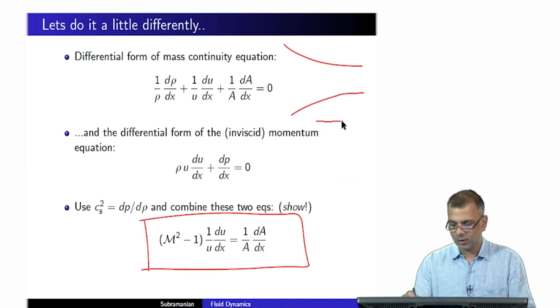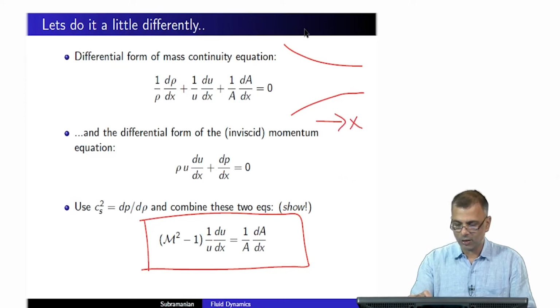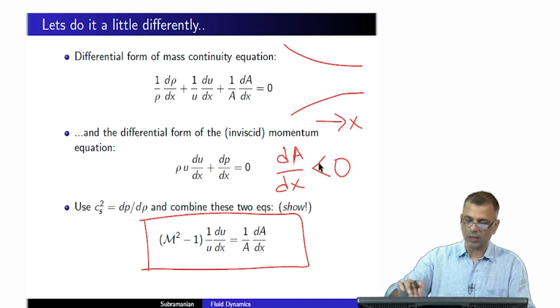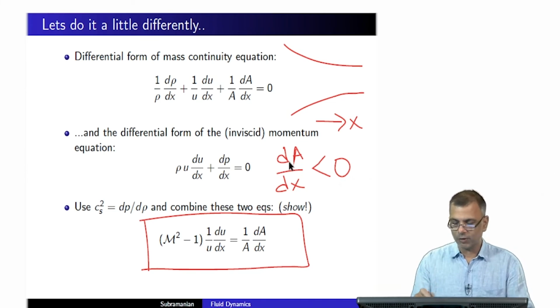So dA/dx: consider a converging channel like this, and if this is x, you see the cross-sectional area of the tube is large here and small here, isn't it? So in this case dA/dx is less than 0, and its opposite, dA/dx would be larger than 0 for a diverging channel. For a converging channel, dA/dx is less than 0.